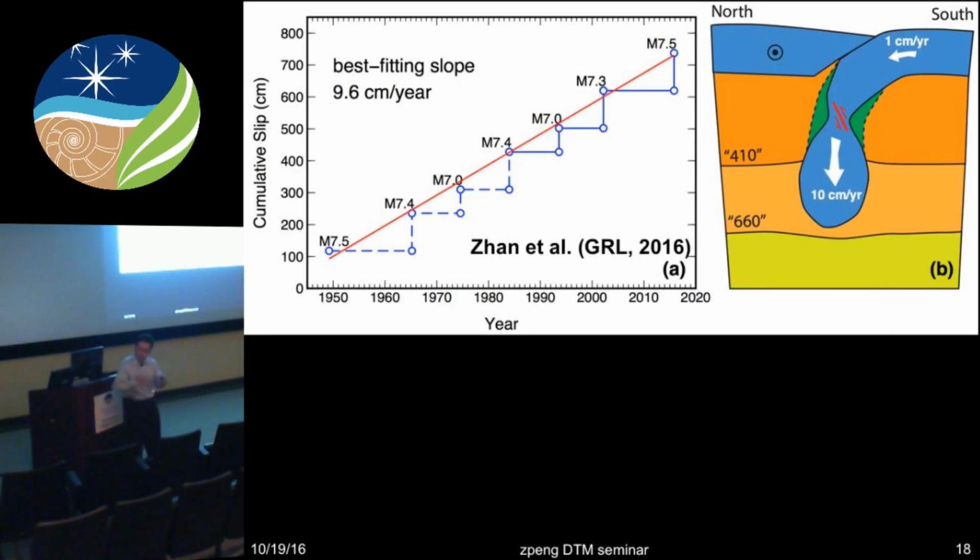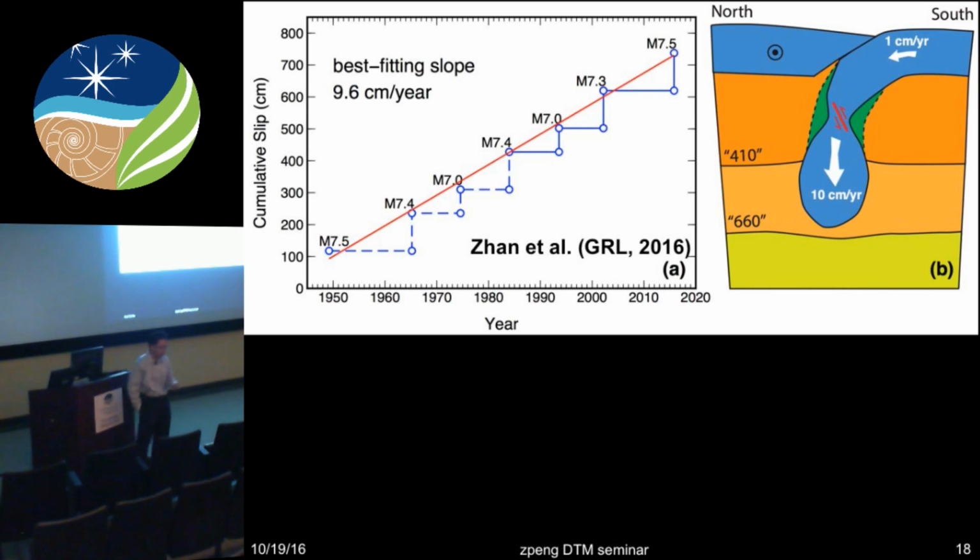So to wrap up a little bit, this is from the Carter group's result. What they found is, if you look at those magnitude 5 events, magnitude 7 events every 10 years, and you summarize the cumulative moment and do some simple calculation, you find that the best fitting slope gives you roughly about 10 centimeters per year of strain accumulation. This is about a factor of 10 higher than the crustal convergence observed on the surface, which is about 1 centimeter per year.